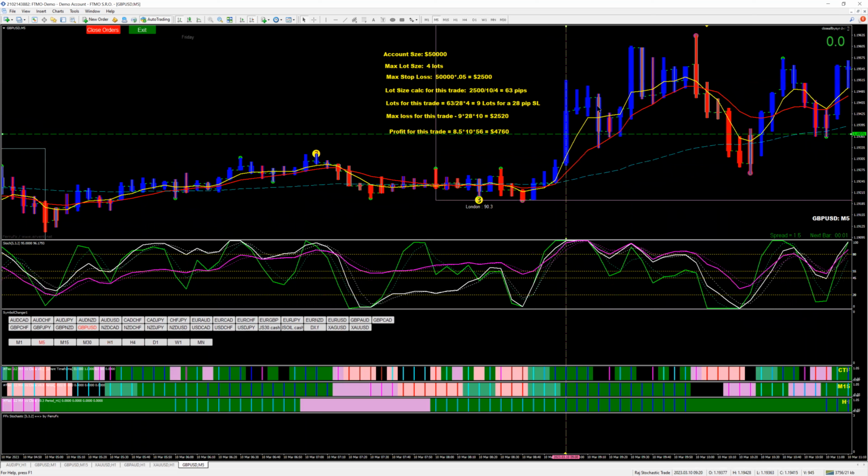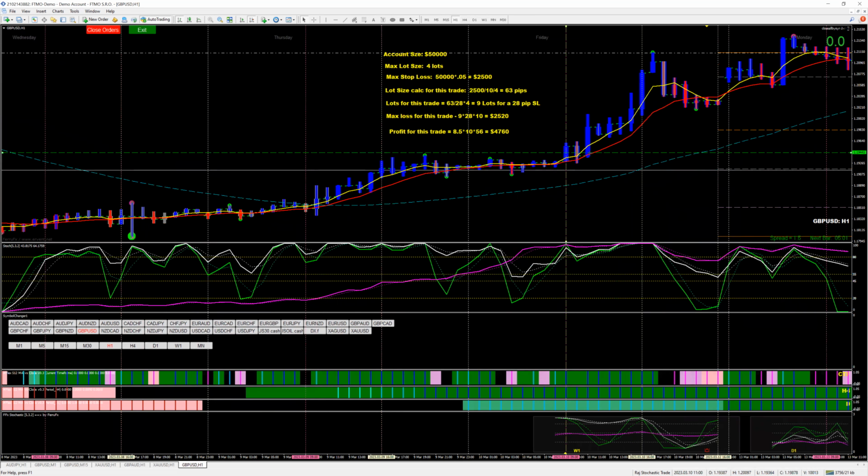Our entry is over here. Our stop loss is here, 40 pips. And by this calculation, there'll be 6 lots. But we incurred a loss of 15 pips. So 15 times 6, 90 times 10, $900. Okay, so we lost $900.